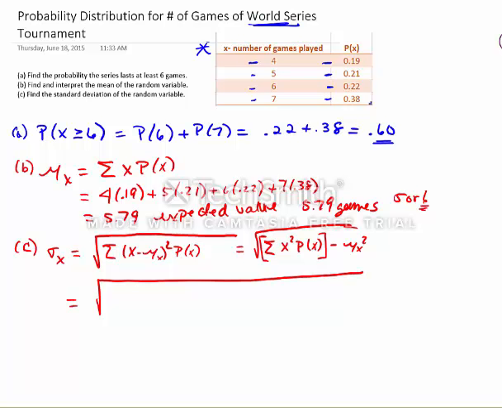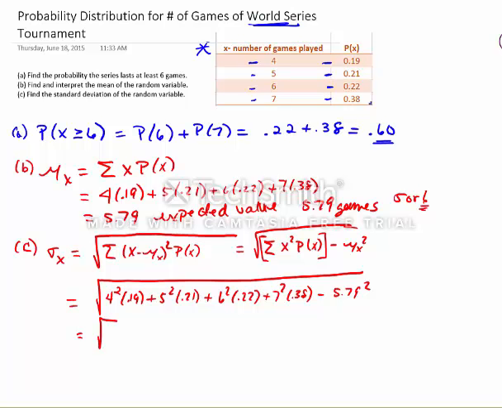To use this formula, I take each value, 4 squared, 4 is the first value, I square it, and multiply by its probability. I add to that the second value, 5 squared, times its probability, and so on and so forth. 6 squared times its probability 0.22, 7 squared times its probability 0.38, and then finally from that summation I'll subtract the mean, 5.79, squared.